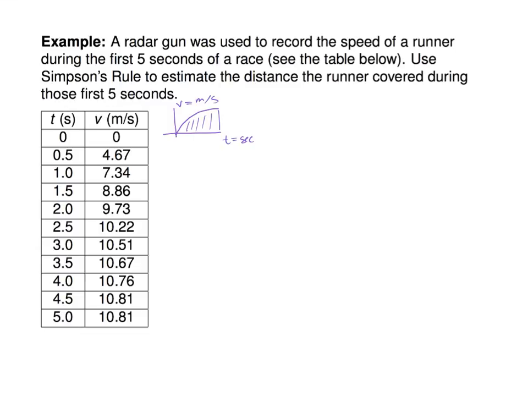Okay. So we're going to use Simpson's rule to estimate the distance the runner covered during those first 5 seconds. So from your table, can you deduce what your delta x is?